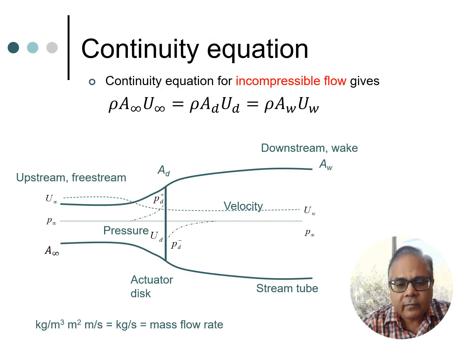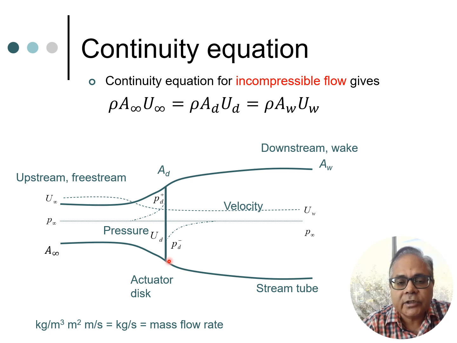Now we saw in the previous lecture that we could derive the continuity equation at 3 points in the stream tube. So we looked at the front. So here the expression was rho A infinity into U infinity. That's the mass flow rate in front or upstream of the rotor disc or the actuator disc.